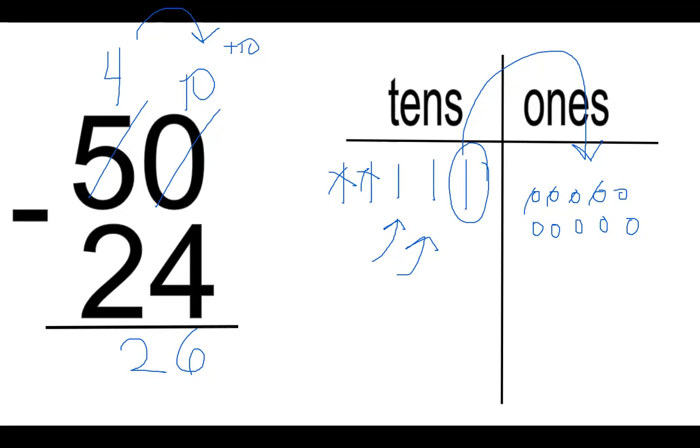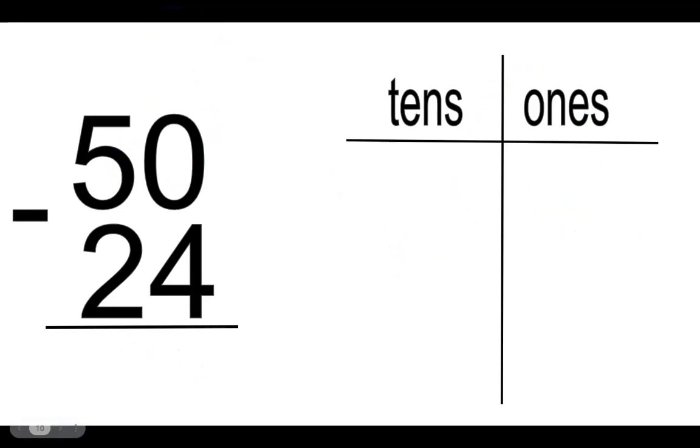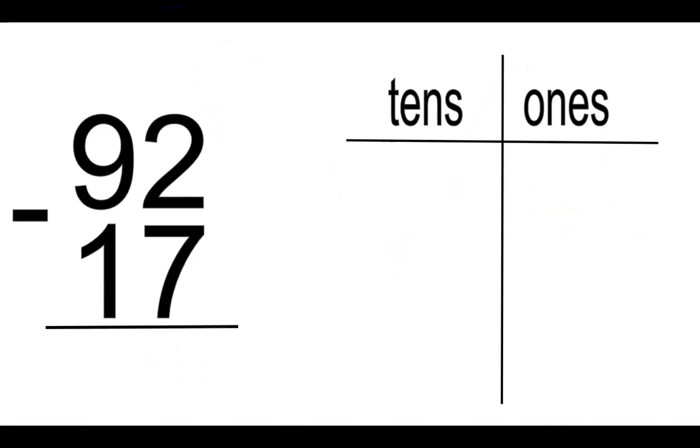All right, boys and girls, let's go ahead and look at our next problem. We're going to be taking 17 from 92. Go ahead and set it up and solve. All right, boys and girls, to solve this problem, we're going to go ahead and draw out 92 using our base 10 blocks. 10, 20, 30, 40, 50, 60, 70, 80, 90. 1, 2.